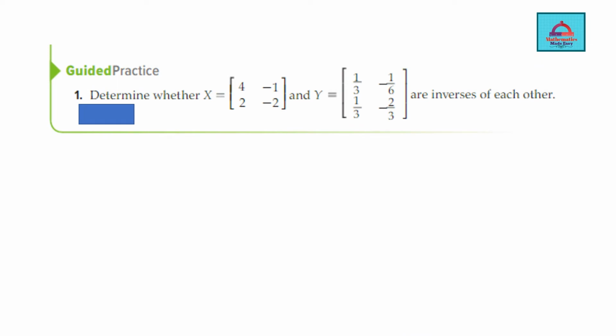This question is a guided practice unsolved question I've taken from your book. You see here the matrices X and Y are given to you, and you need to check whether they are inverse or not. So what is the condition? Let's write the condition first that we are aiming at. The condition is, if they are inverse, then their product should be equal to identity, and the order can also be changed. Okay, so we'll first find X multiplied with Y.